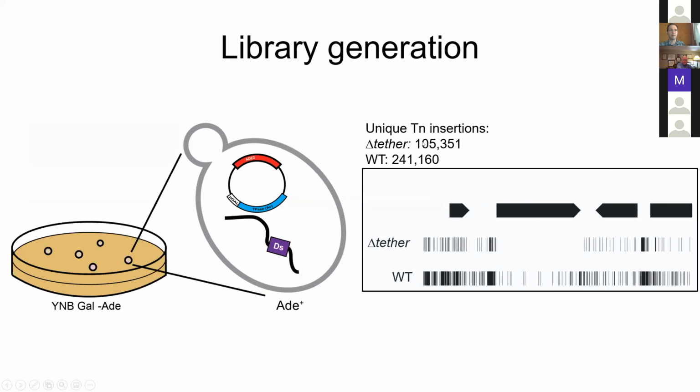And I sequenced over 100,000 unique insertion sites in the delta tether background and over 240,000 in the wild type background. And here in this track, you can see each of these black lines represents a unique transposon insertion site. And these big black bars up here are ORFs in the yeast genome. And what we're looking for are genes just like this, where there are no transposon insertion sites in delta tether. However, there are in wild type, indicating that this is a synthetic lethality in the delta tether background.